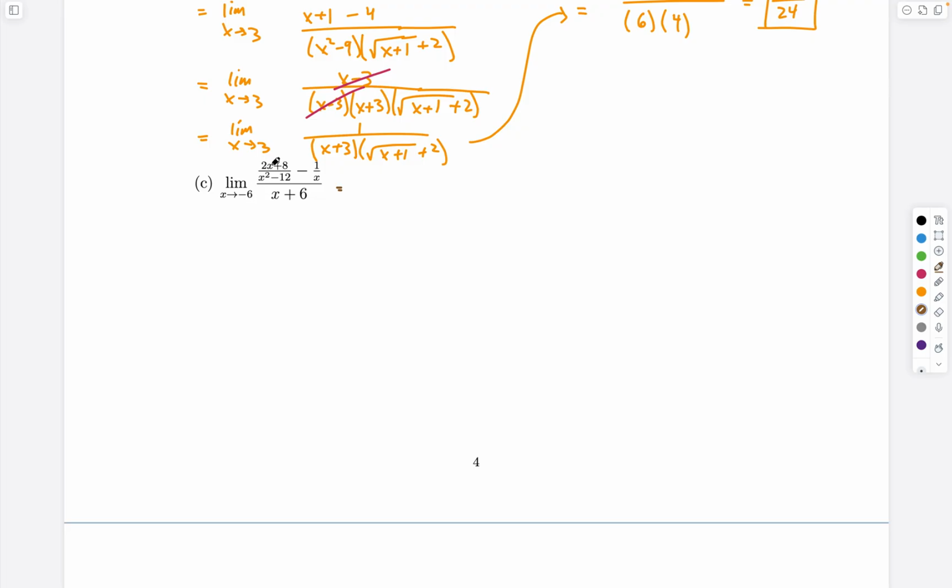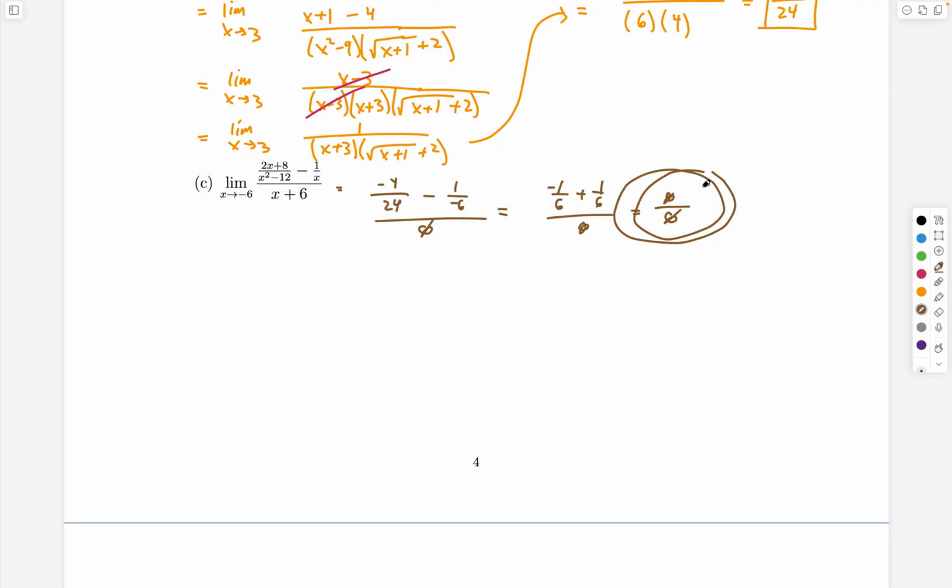If I really need to do the algebra, or do I just get a number, right? So I plug in -6. Here it would be 2 times -6, -12, plus 8 would be -4 over 36 minus 12 would be 24. Minus 1 over -6 plus 6 would be 0. Well, quick simplification, 4 over 24 is a sixth. It is a -1/6. Here, these two negatives are going to turn this to be a +1/6. Therefore, 0 over 0, right? So we are indeterminate. This says, all right, we have extra work to do, right? We need to apply one of our algebra techniques to go ahead and solve this.